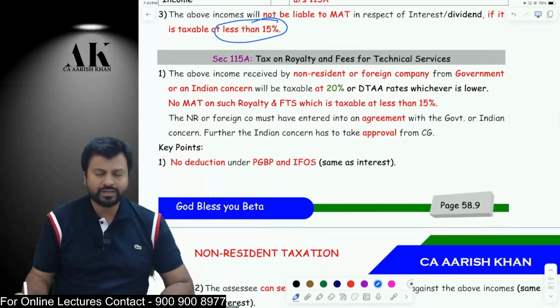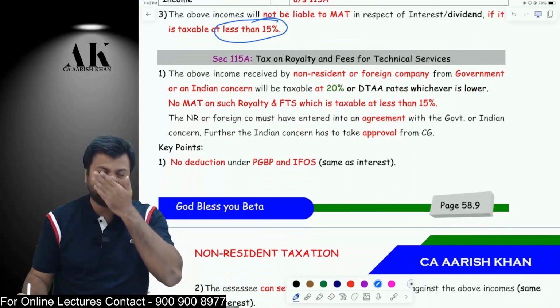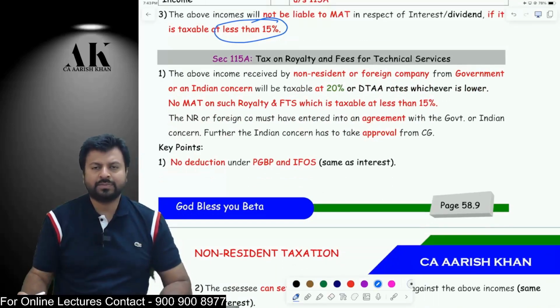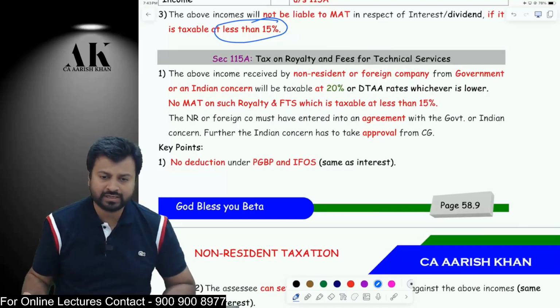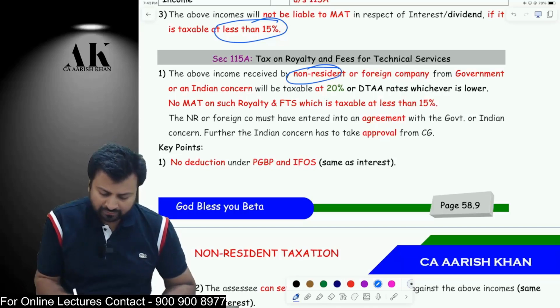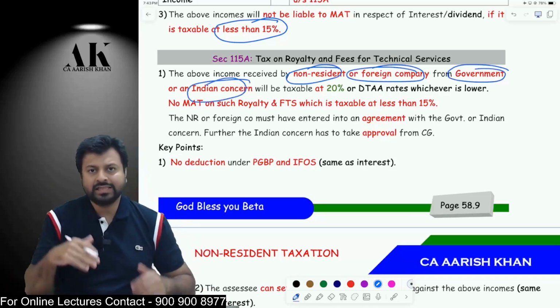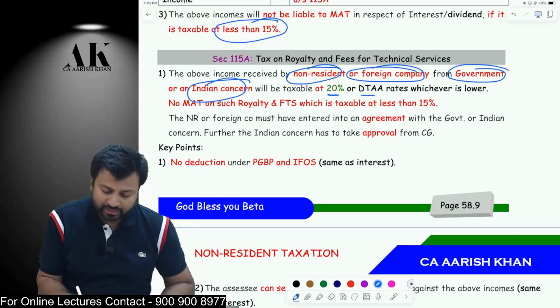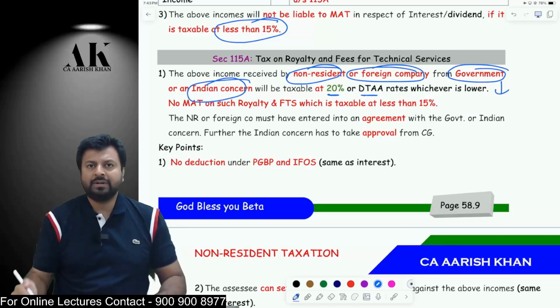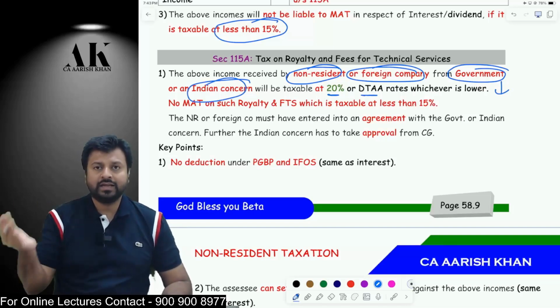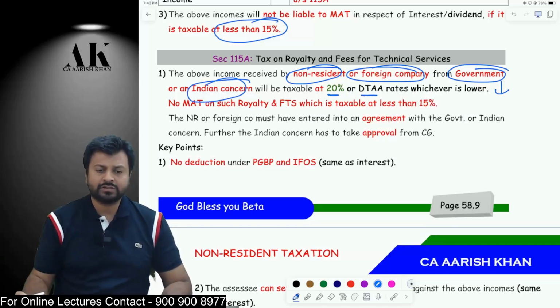Okay. Now let's move on to the next one. This completes the 115A interest part. Let's move on to the next part of 115A, that is royalty and FTS. Now, if there is a non-resident or a foreign company giving some services to the government or to an Indian concern, then they will be liable to tax at 20% or DTAA, whichever is lower. Now, this is an amendment made by Finance Act 2023. Earlier, it was 10% or DTAA, whichever is lower. Now, it is 20% or DTAA, whichever is lower.